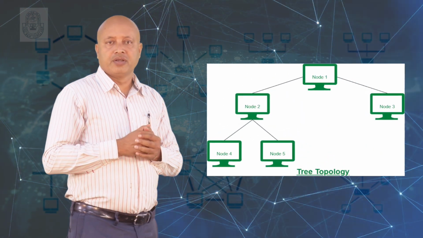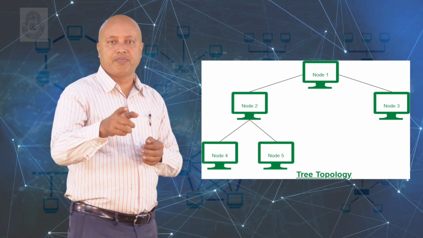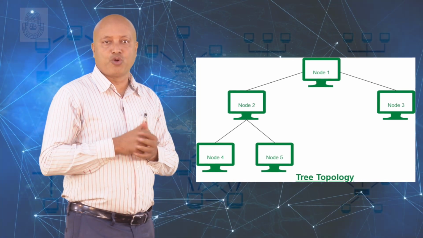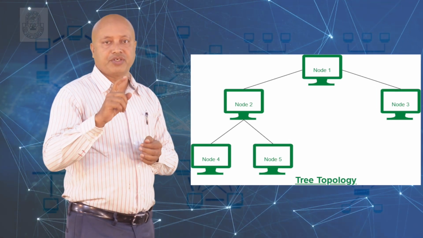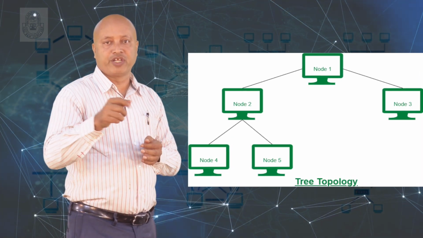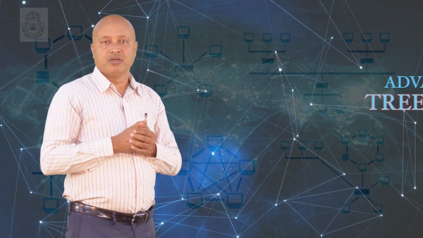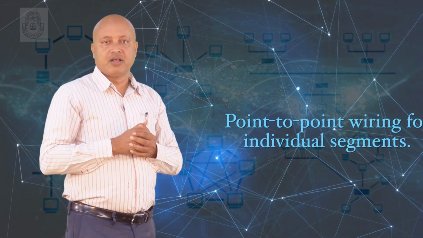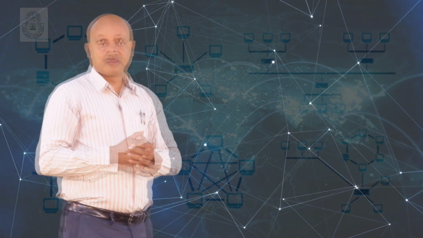Other topologies: tree topology. A tree topology combines characteristics of linear bus and star topologies. It consists of groups of star configured workstations connected to a linear bus backbone cable. Advantages of a tree topology: point-to-point wiring for individual segments, supported by several hardware and software vendors.